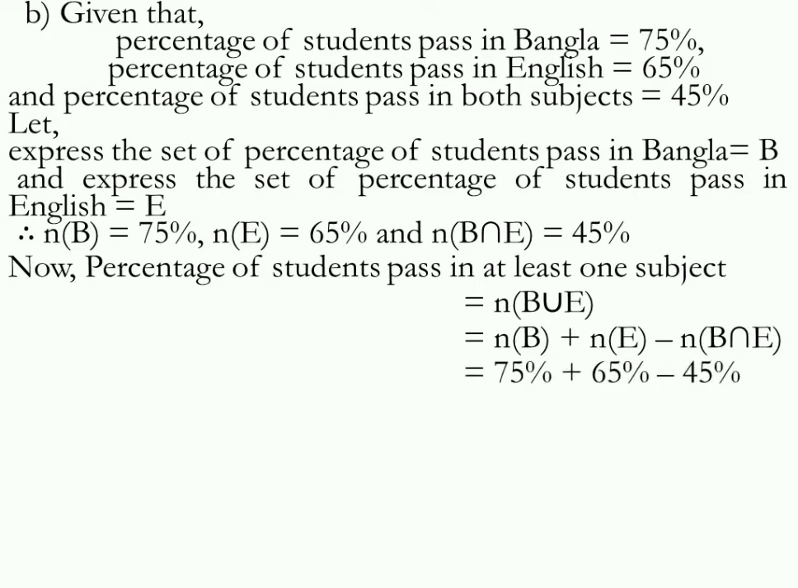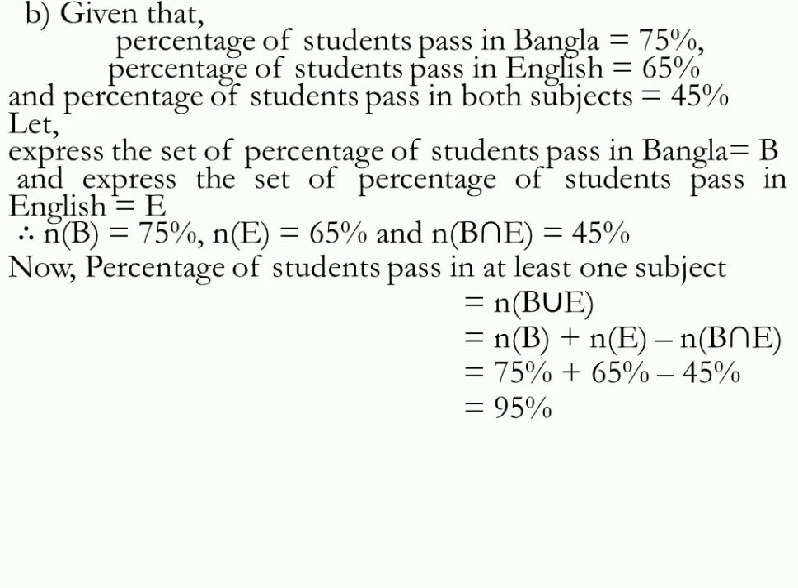So it becomes 75% plus 65% minus 45%, and if we calculate this, it becomes 95%. So that means the percentage of students who pass in at least one subject is 95%. So out of 100% of students, 95% have passed in either subject.